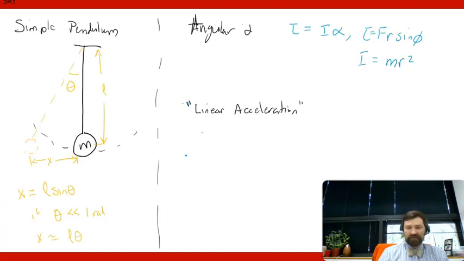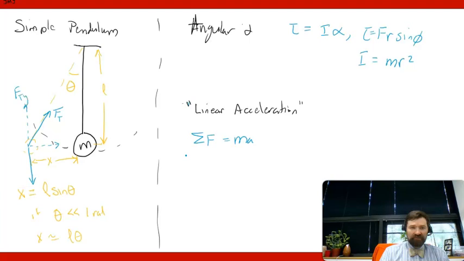The linear acceleration approach is to say that the sum of forces is mass times acceleration, and our sum of forces, we basically have gravity acting downward, we have a tension force acting along the string, and essentially this tension force has a y component and an x component, and the y component effectively cancels with gravity, whereas the x component is the net force. And so this ends up looking like force tension along x is m times a.